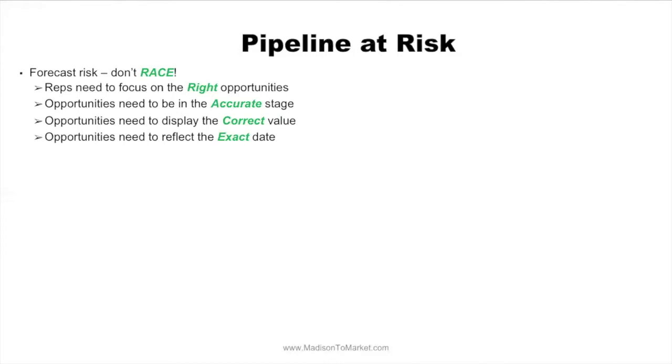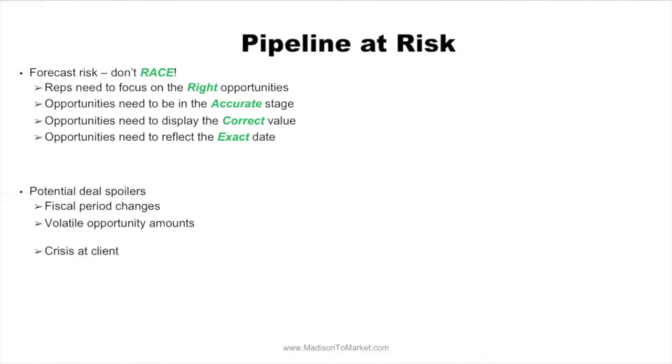In terms of racing specifically, reps need to focus on the right opportunities, not the wrong ones. They need to be sure they have the accurate staging. They need to be sure they're tracking the correct value. And then also the date. They need to be sure that we have the correct date in the system. And then if we go to the lower left, the potential deal spoilers. While the race sources of risk are largely in the sales rep's control, right? Right opportunities, accurate stage, correct value, exact date. Sales reps have a lot of control over that.